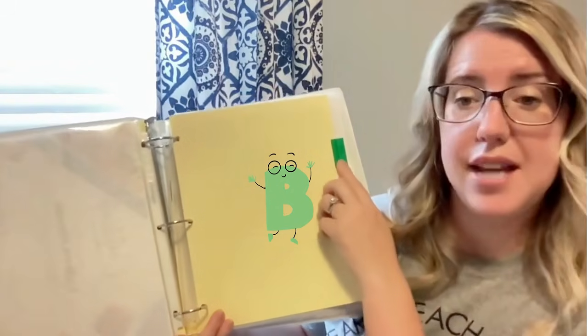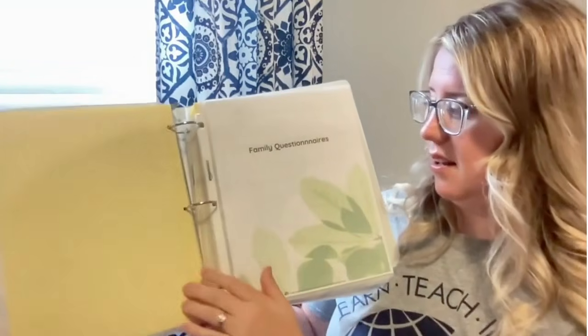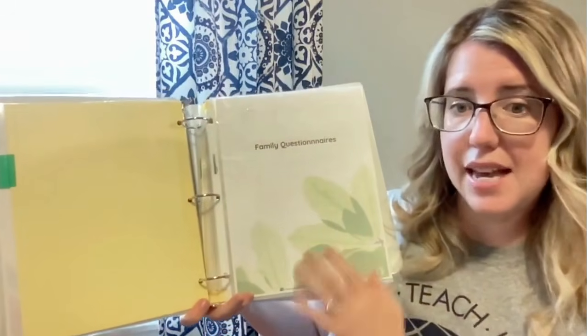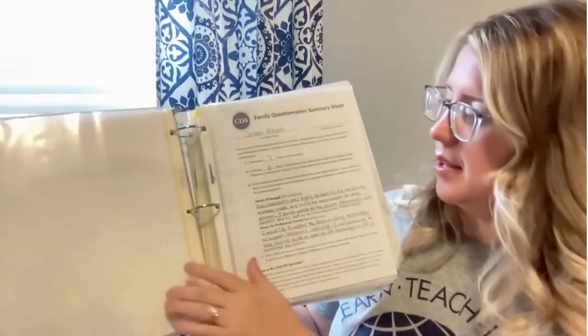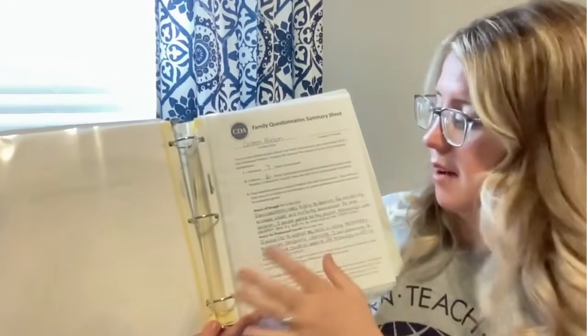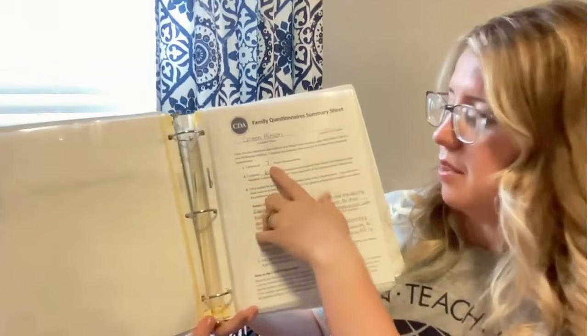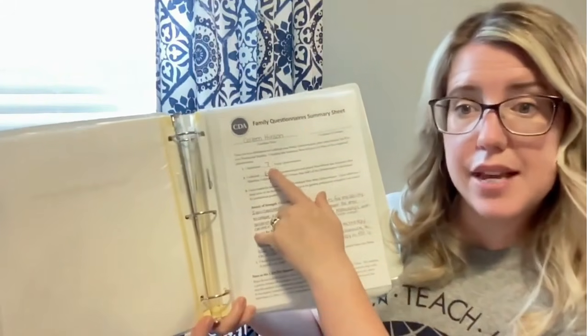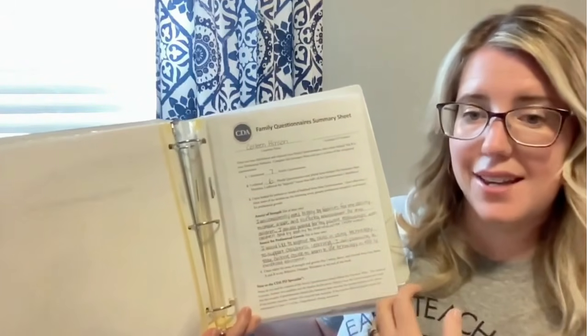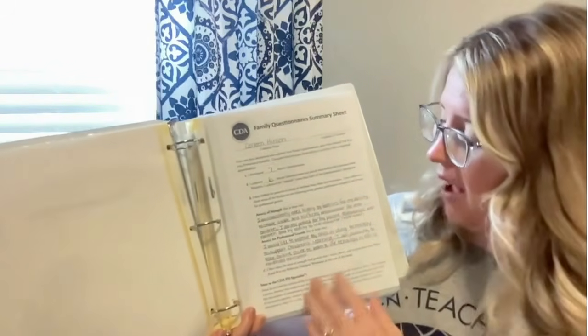So then we get into tab B, the family questionnaires. And again, this is part of that template set. Behind this, you would pull this directly out of your CDA book. It's the cover sheet to that. You would let them know how many family questionnaires you sent home, how many you received back. You must receive back at least the majority or more than half.